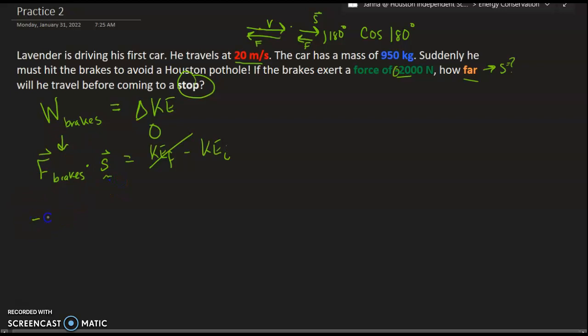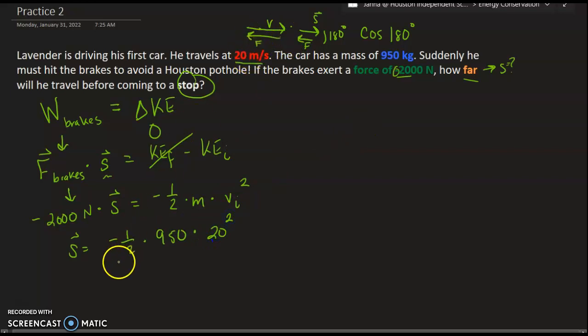So let's go ahead and plug in negative 2,000 newtons. This is the force exerted by the brakes times the displacement of the car, which is equal to 0 minus the initial kinetic energy, negative 1/2 times the mass of the car times the initial velocity of the car squared. The displacement of the car should be equal to negative 1/2 times the mass of the car, 950, times 20 meters per second squared, divided by negative 2,000.